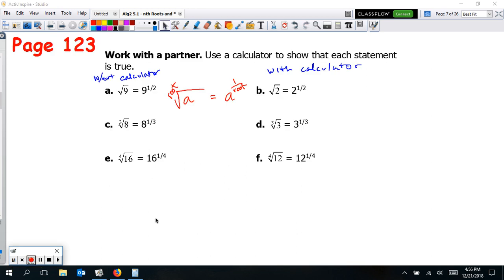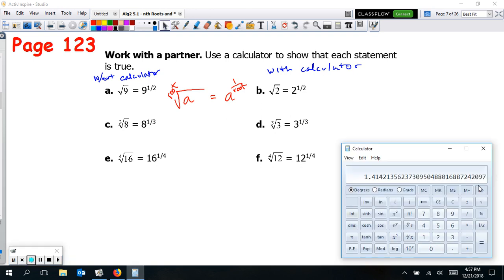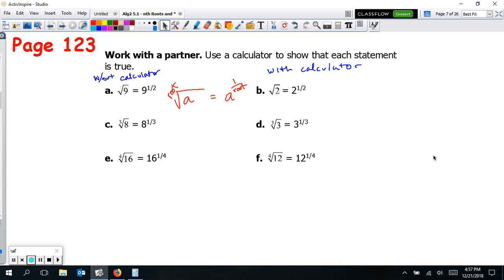Okay, so let's try some of these. Let's go back to page 123. That's the very beginning of this lesson on 123 there at the top. We're going to do this first column here, the A, C, and E column, without a calculator, and this column will be with the calculator. So you're going to want a calculator there on your phone, or you can use one on the computer. That's right there. I have my computer calculator here. But computer calculator or your phone would work just fine.